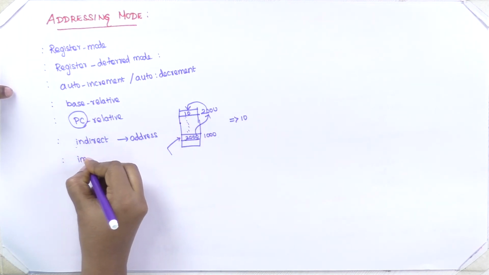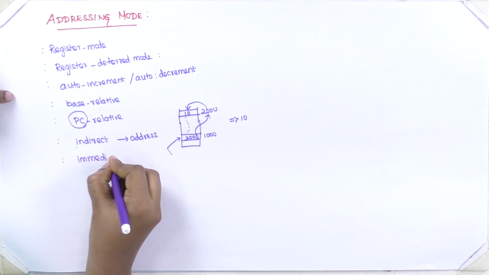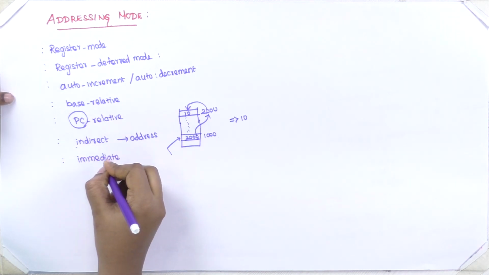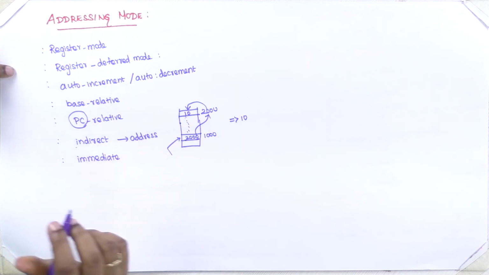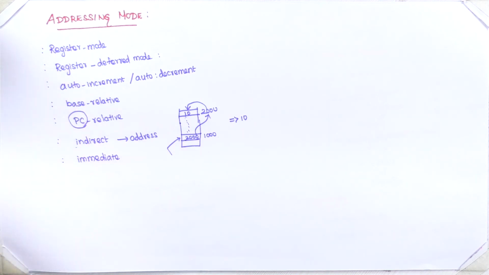Next, immediate addressing mode. In immediate addressing mode, the value of the operand is provided in the instruction itself. So that's all about addressing modes. So totally we have 7 different addressing modes in our VAX architecture.